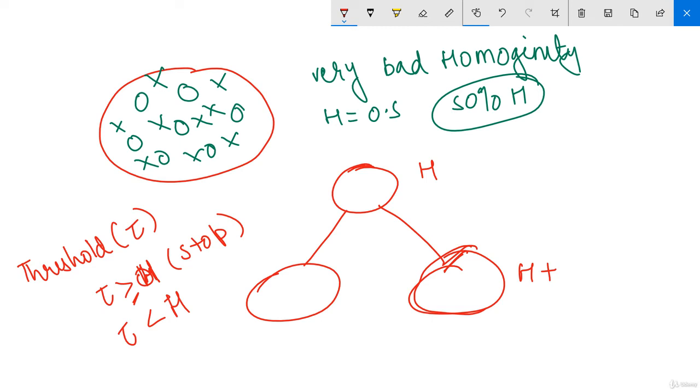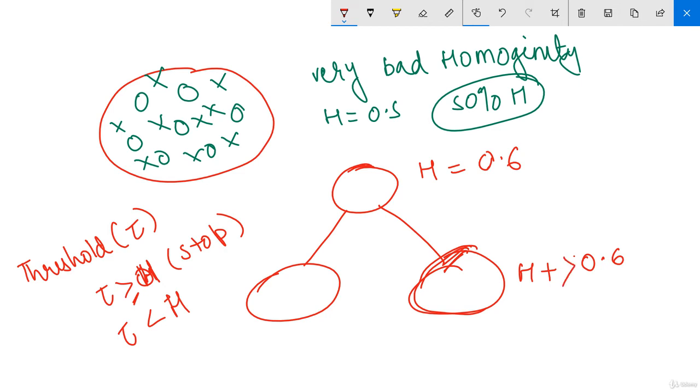I hope it is clear up to this. So this is basically the whole concept behind homogeneity. I hope this is clear. Whatever value we have, let's say in our parent node we have homogeneity as 0.6, we will expect in our child node that homogeneity is at least 0.6.